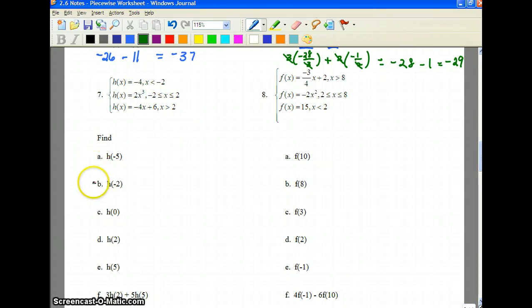So where would you do number B here? Where are you going to put negative 2 in at? Well, it's not less than negative 2, it's equal to negative 2, so it has to go in here. So 2 times negative 2 cubed. That's 2 times negative 8, which is negative 16.